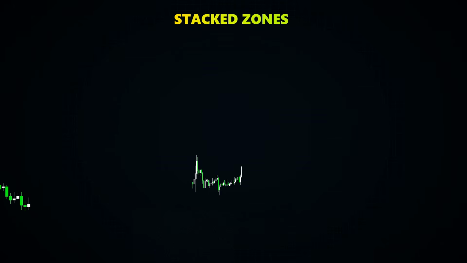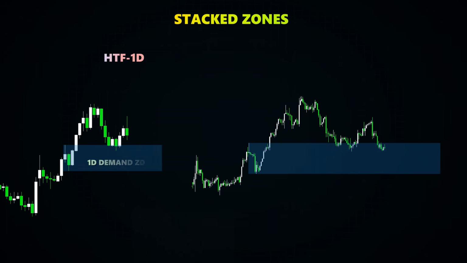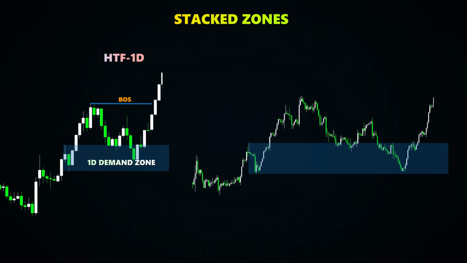Here's a real chart example to show you how this stacking works. On the left, we've got the daily chart, and you can clearly see a demand zone where price made a strong move up. Now on the right, we've zoomed into the 4-hour chart. You'll notice that price creates a 4-hour demand zone right inside that same area from the daily chart. That's what we call a stacked zone, a perfect example of confluence.